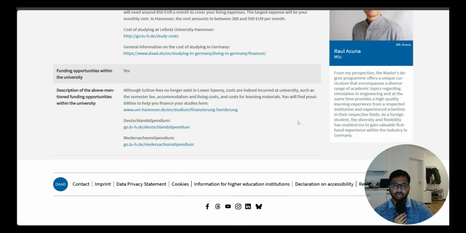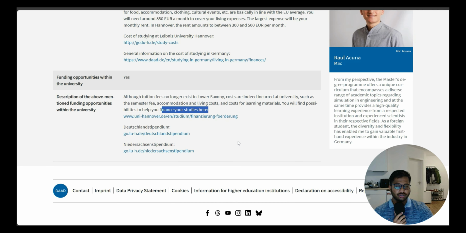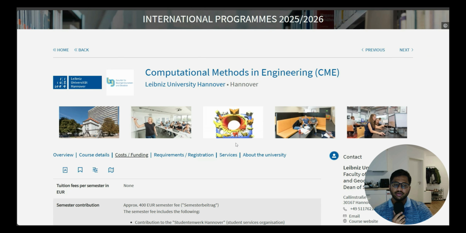Then your visa will also be extended. Then, funding opportunities within the university. Yes, there are many funding opportunities possible within the university. Tuition fees can be waived with the Hannover funding. Then the Deutschland stipend and the state stipend, all three are there. You can apply for whichever you like.